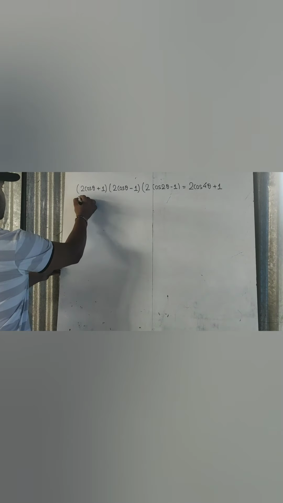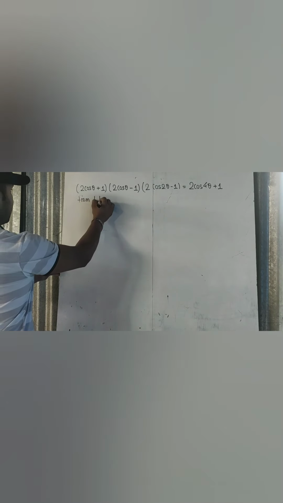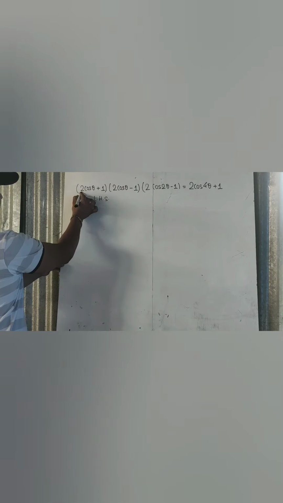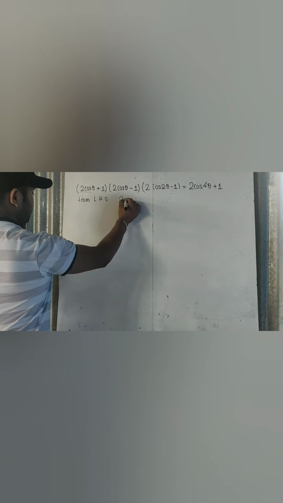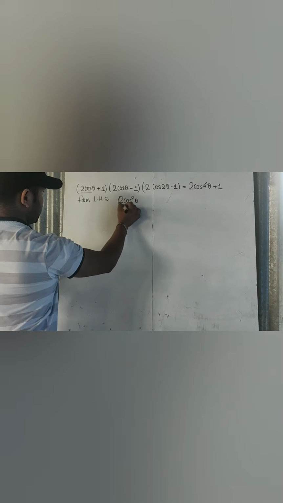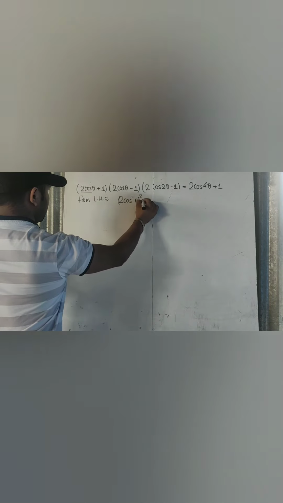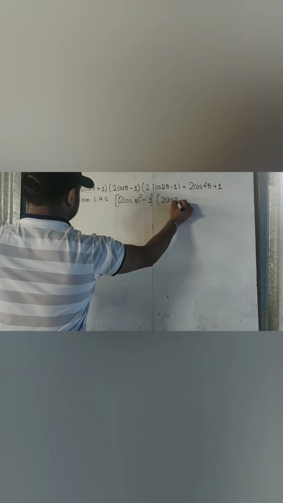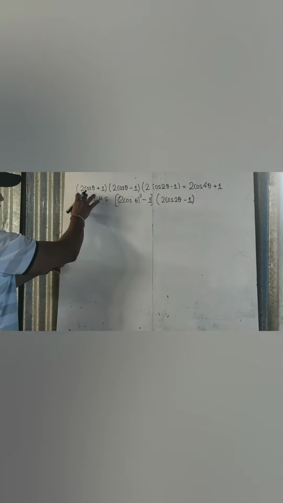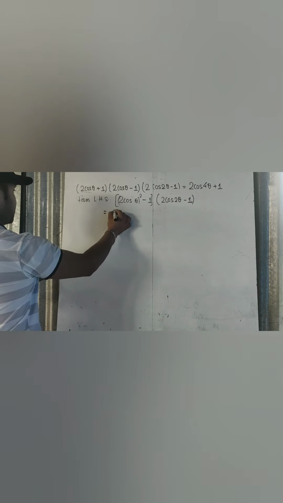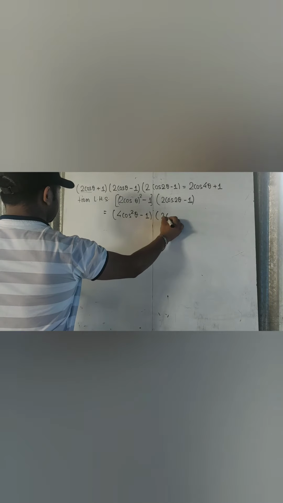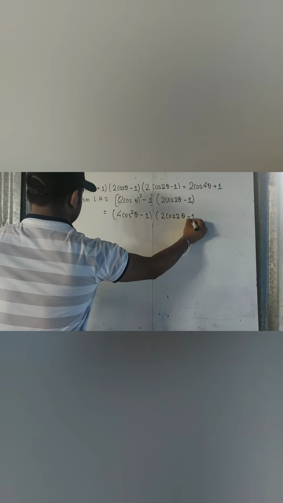Okay, we're going to solve this problem from the left hand side, LHS. This is A plus B, A minus B. It will be A square minus B square. You have 2 cos 2 theta minus 1 at the back. I wrote here A plus B, A minus B. So (2 cos theta) whole square will be 4 cos square theta minus 1, 2 cos 2 theta minus 1.